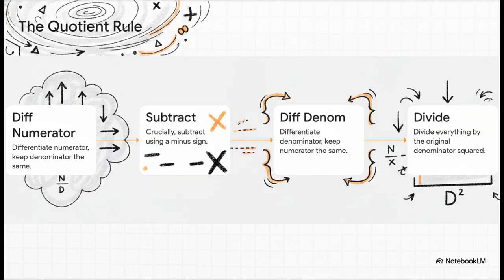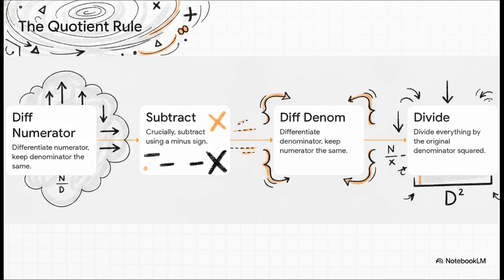Now let's tackle the quotient, or division rule, which we use when terms are dividing. It feels kind of similar, but with some absolutely critical differences. Step 1, differentiate the top numerator, keep the bottom denominator the same. Step 2, and this is crucial, we subtract. Use a minus sign, not a plus.